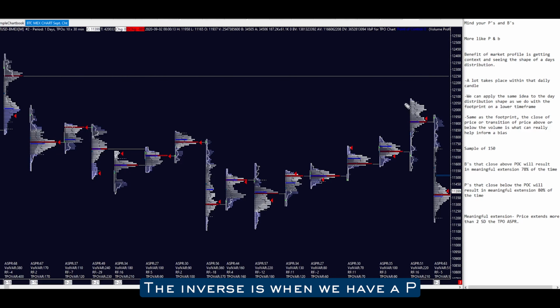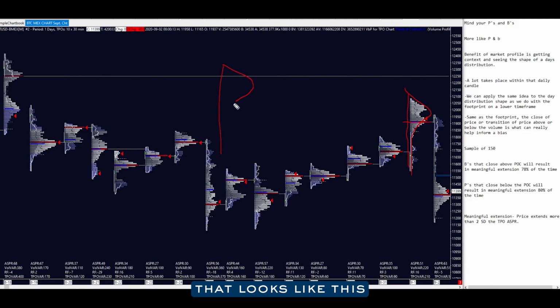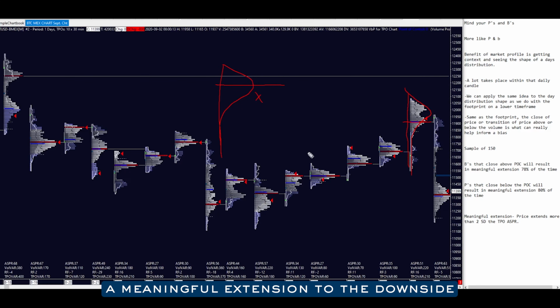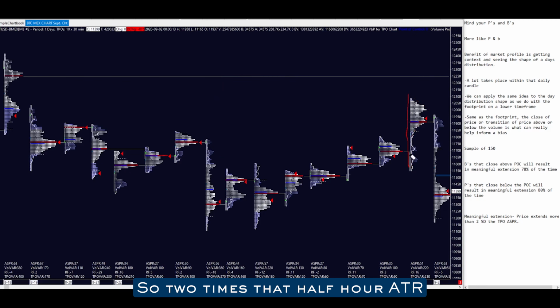The inverse is when we have a P. 80% of the time, there's fewer P's in bull markets, but 80% of the time when you have a P-shaped profile where you close below where most of the activity is, so in this case we don't close below it, we close towards the low of it. 80% of the time when you close below, so if you have a profile that looks like this, and this is at a high, if we close below this, 80% of the time within the 2 days that follow, we're going to have a meaningful extension to the downside that is 2 times that average sub-period range size, so 2 times that half-hour ATR.